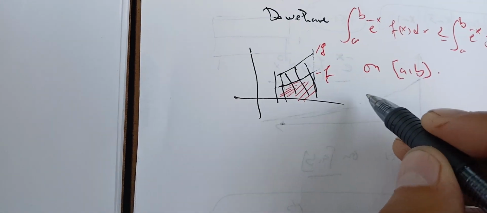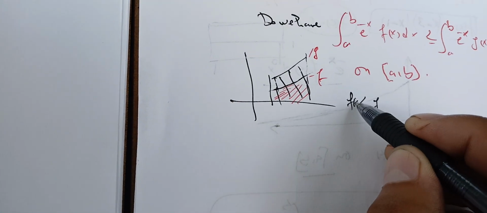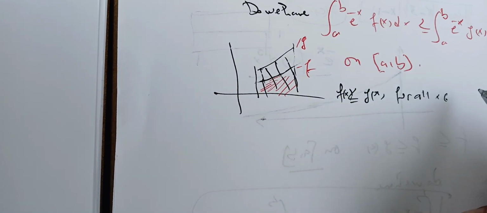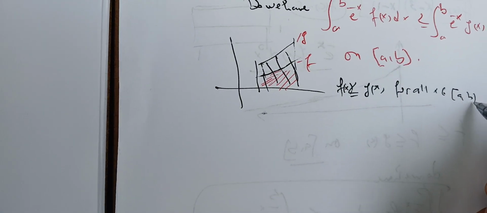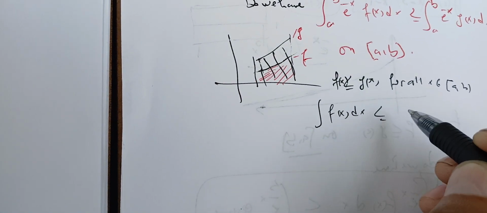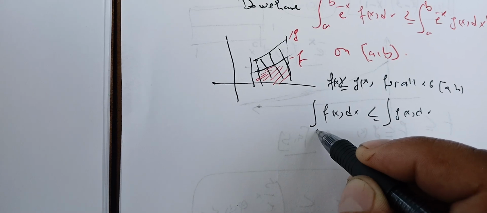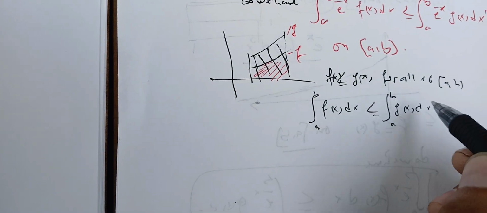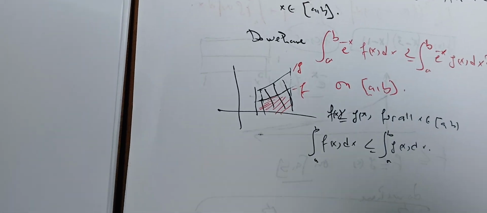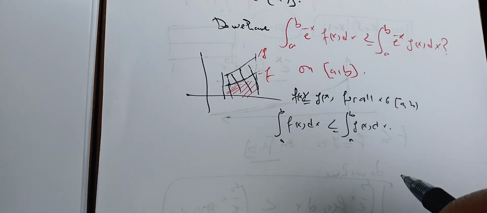So we see that if f is less than g, so f of x less than g of x for all x in [a, b], then the integral of f of x dx is less than the integral of g of x dx. So we can say that integration conserves, or doesn't change, the order.